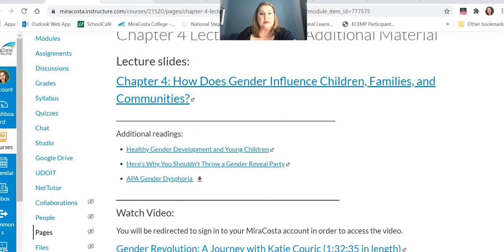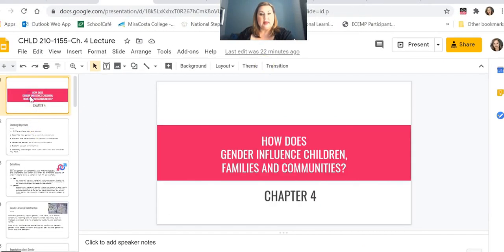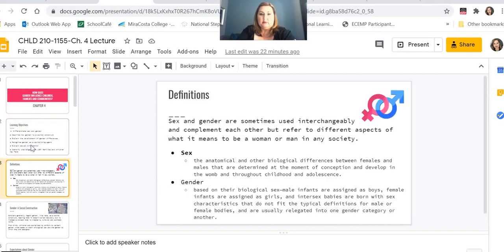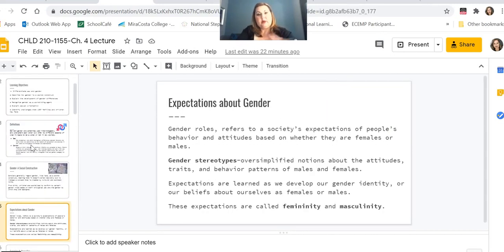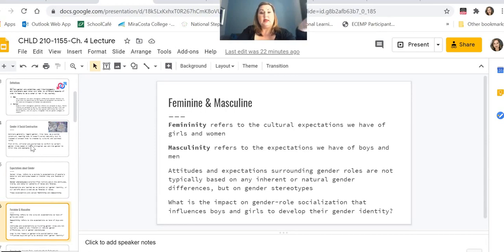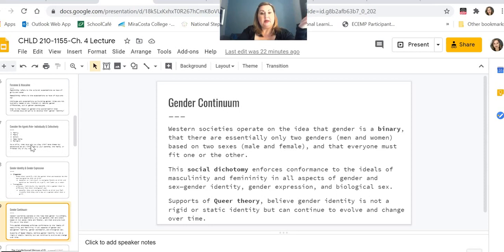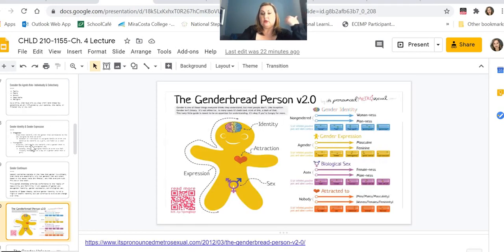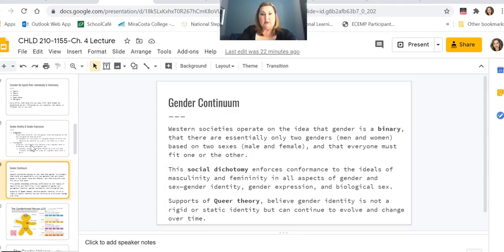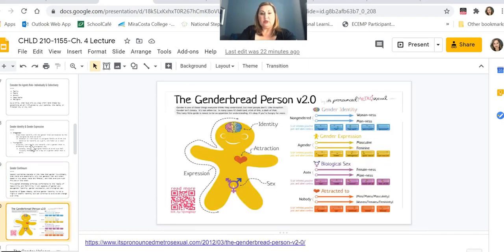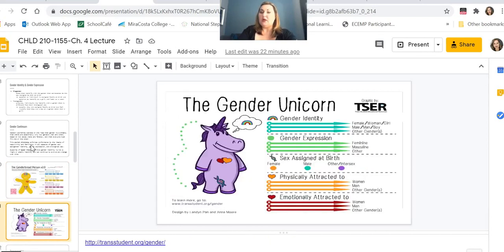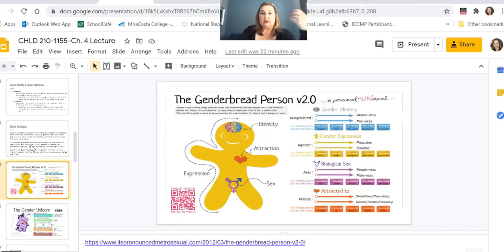To go ahead and go to the slides, review the slides, and most of this is taken from the textbook, but I kind of just give you the main points in the slide to help narrow the focus of the topic. But I also share some interesting information about gender and gender being on a continuum. And I share some resources like the Genderbread Person and the Gender Unicorn, which were developed by two different individuals.